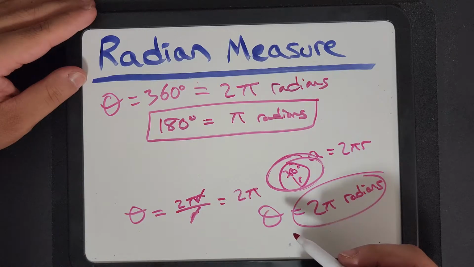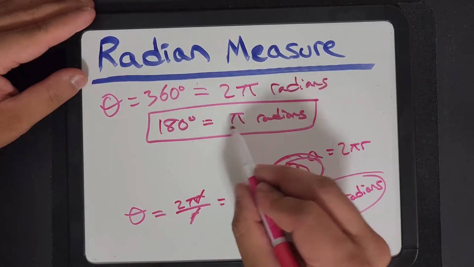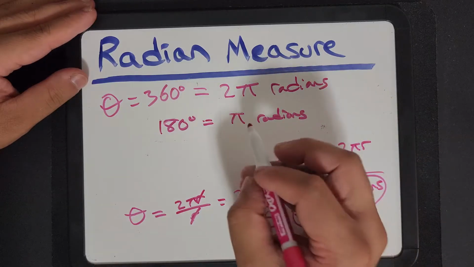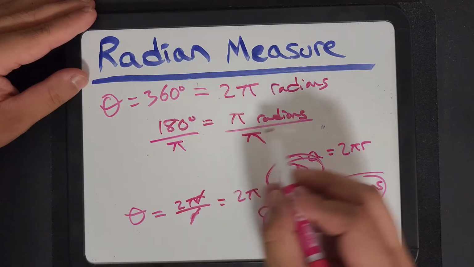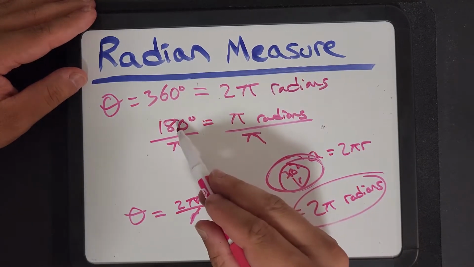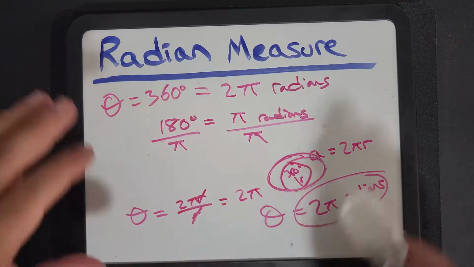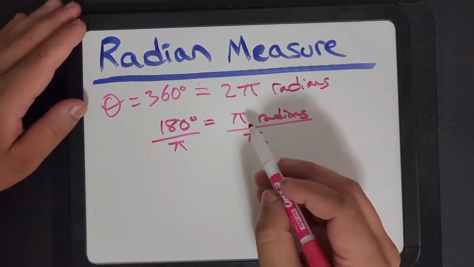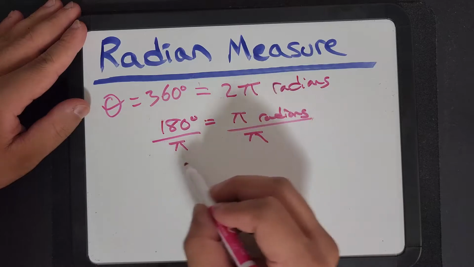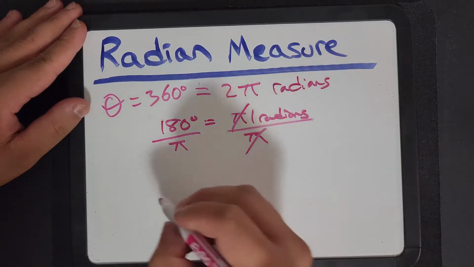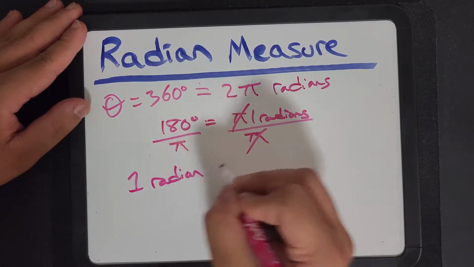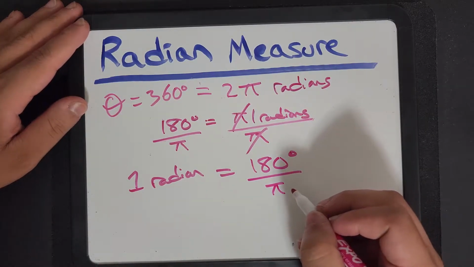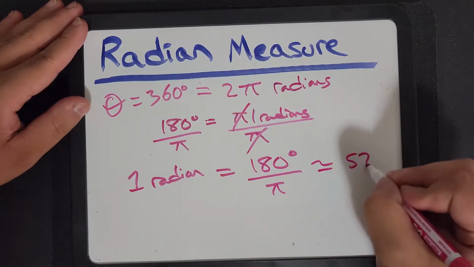So, let us divide both sides. I'm not done here actually. Let's divide both sides by pi, because this is pi radians. Pi radians is equal to 180 degrees. That's true. But continuing this logic, if you divide both sides by pi, this cancels out, and you're left with a 1 here. So 1 radian is equal to 180 degrees divided by pi, or approximately 57.3 degrees.